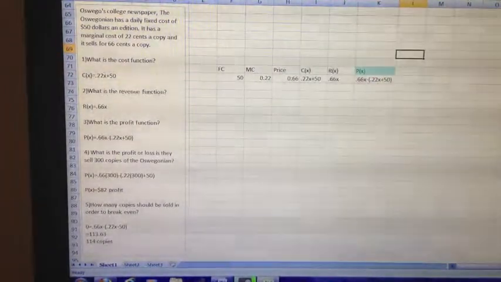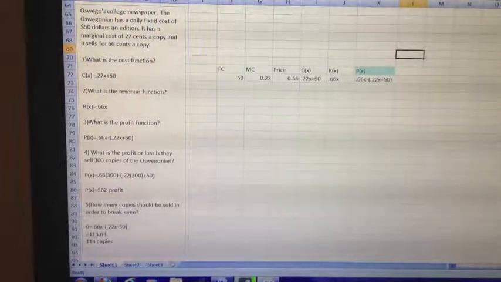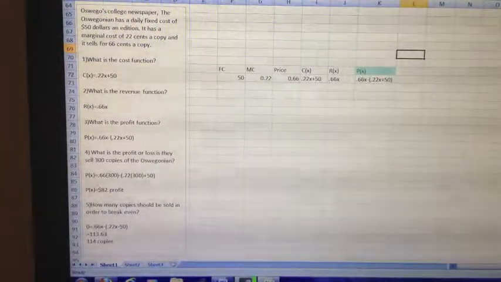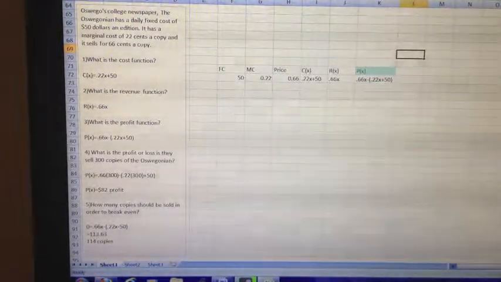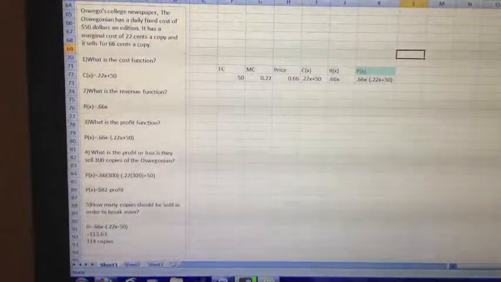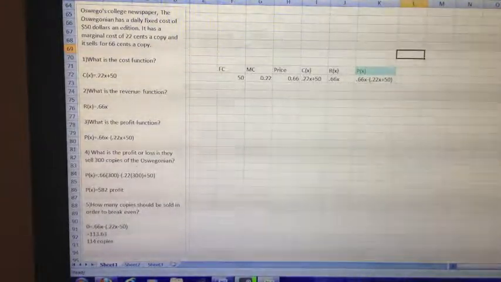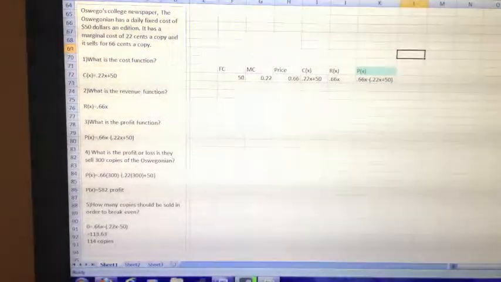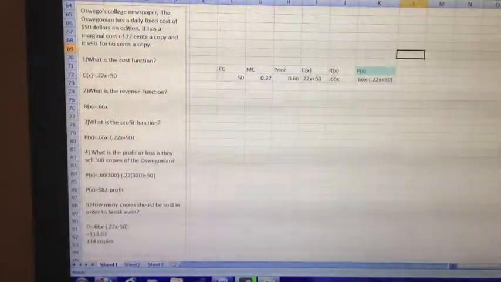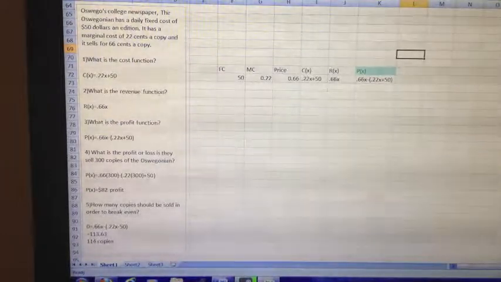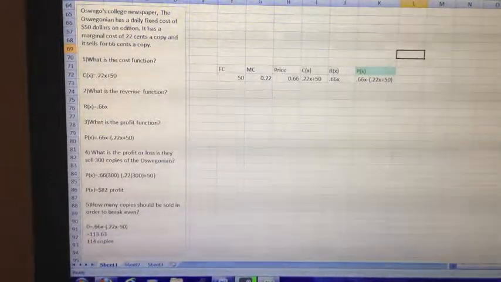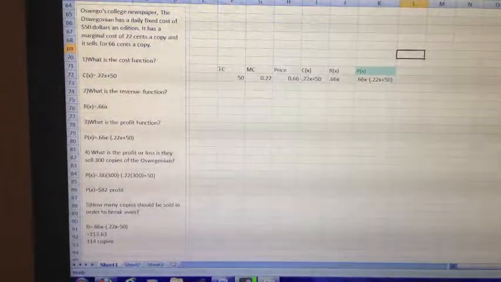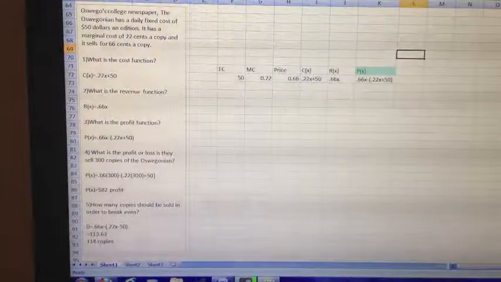Then it says, what is the revenue function? The revenue function is how much each copy sells for times x, which is the number of copies. So we do 0.66x as our revenue function. Then it says, what is the profit function? As you can see on the right side, I have arranged a table, and this will make it a little easier to organize your data. It lists the fixed cost, the marginal cost, the price that the copies sell for, the cost function, the revenue function, and then the profit function.